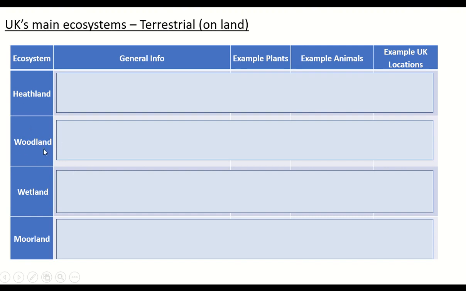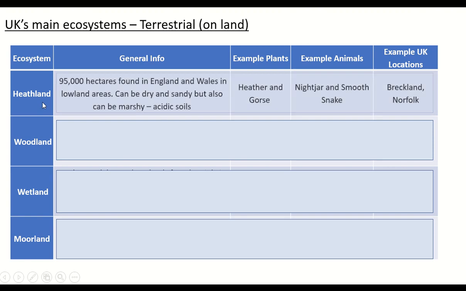highlight in the book. One is heathland, and with regards to heathland, we've got quite a lot actually in England and Wales, mainly in lowland areas. There's a bit of heathland in the west of Norfolk, for example, and they tend to be dry or sandy. They can be marshy, but the soils tend to be quite acidic. You'd find heather, because it's quite hardy, and gorse, that very spiky plant with the yellow flowers, found there. Species that live there are things like the nightjar and the smooth snake, which is a very rare snake in England. And one example of a location that's near to you is Breckland in Norfolk, so think Thetford Forest area. So heathland is one UK ecosystem.